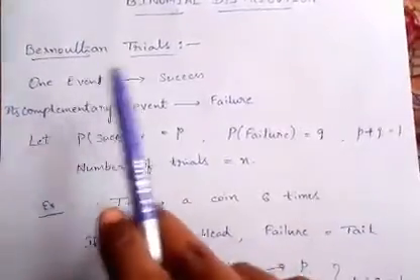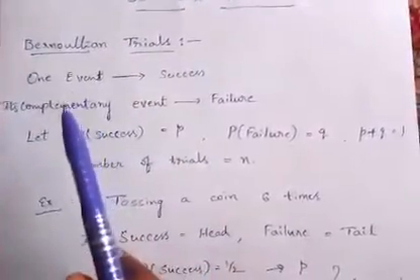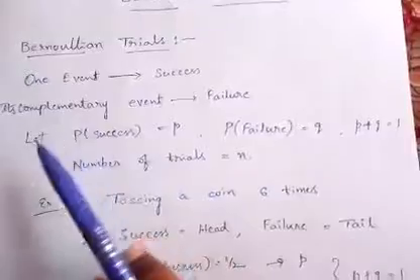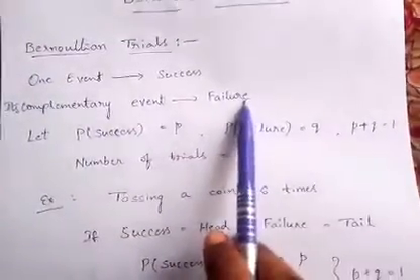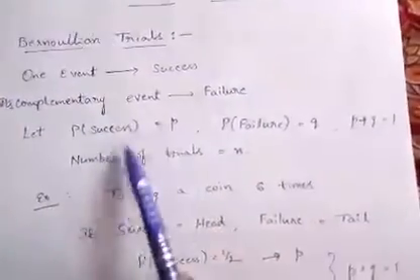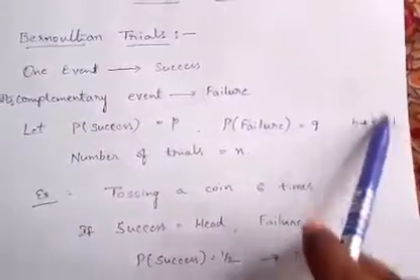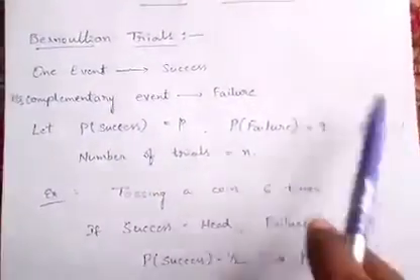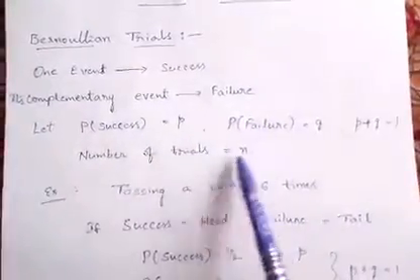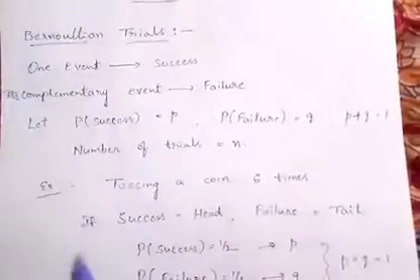First, the definition: Bernoulli trials. Suppose one event is called success and its complementary event is called failure. The probability of success is p and the probability of failure is q. p plus q equals 1. This is about one trial. If such trials are repeated n times, they are called Bernoulli trials.